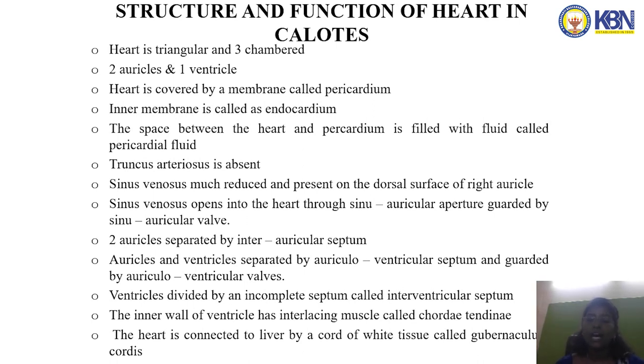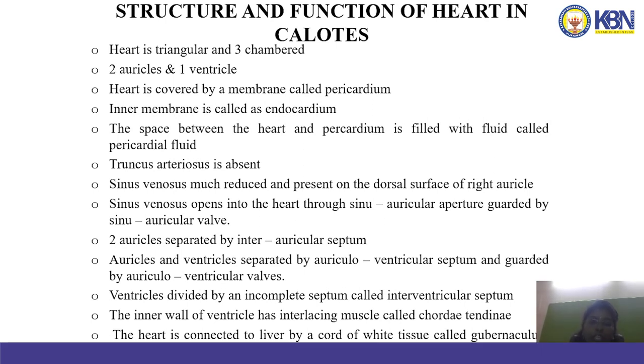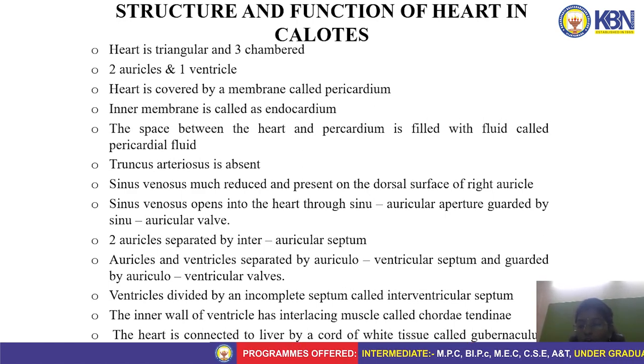The space between the heart and the pericardium is filled with a fluid called pericardial fluid. Truncus arteriosus is absent. Sinus venosus is much reduced and present on the dorsal surface of the right auricle. Sinus venosus opens into the heart through the sinoauricular aperture, guarded by the sinoauricular valves.